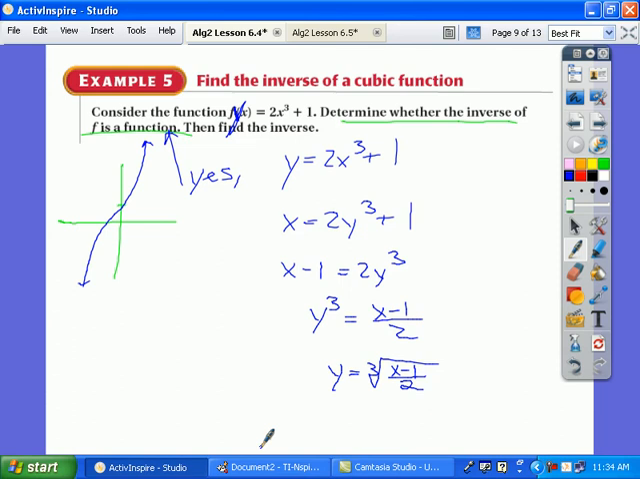Okay. Number one, we use the horizontal line test to verify that it does have an inverse, and the inverse is a function. Number two, we switch the x and the y, we solve for y, and now I can tell you exactly what that inverse function is. Here it is.